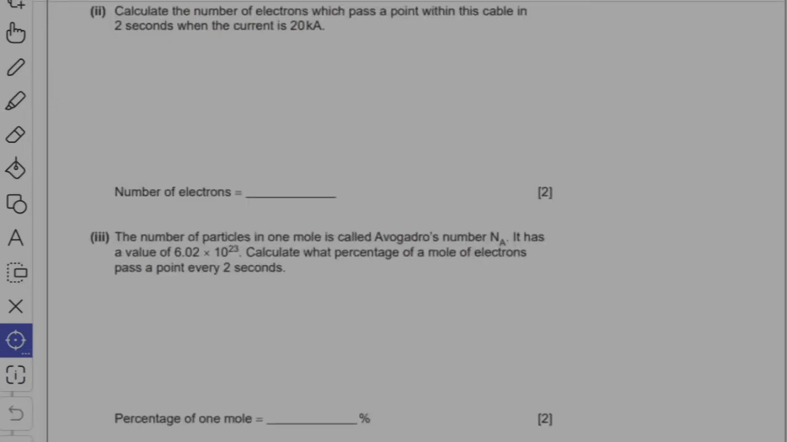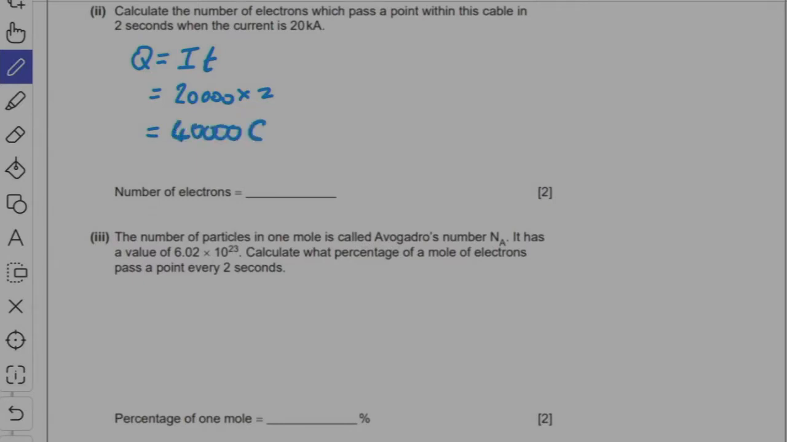Part 2 then. Calculate the number of electrons which pass a point within this cable in 2 seconds when the current is 20 kiloamps. Okay, so 2 seconds. This is clearly like a Q equals IT question, and then we figure out how many electrons that represents. So we've got a time there of 2 seconds. We've got a current of 20,000 amps. We should be able to do Q equals IT for that. So 20,000 amps times 2 seconds will give us 40,000 coulombs.